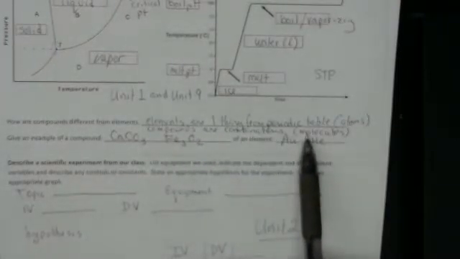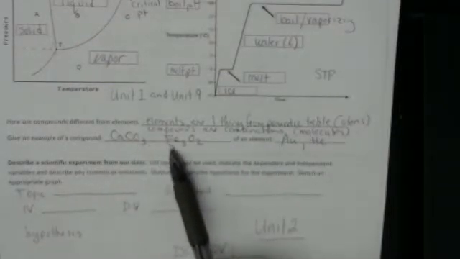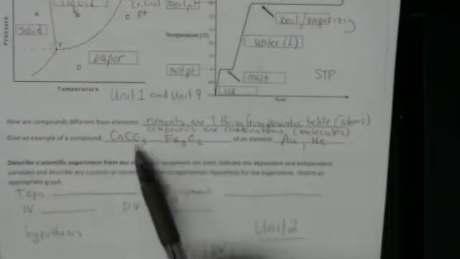Okay, how are compounds different from elements? Well, an element is one thing from the periodic table. It's made of atoms, strictly atoms. For example, you could have something like gold or helium. Compounds are made of combinations. They're made of molecules. And so for my examples, I've given calcium carbonate and iron oxide. Those are both compounds. They're made up of 2 or more types of atoms.